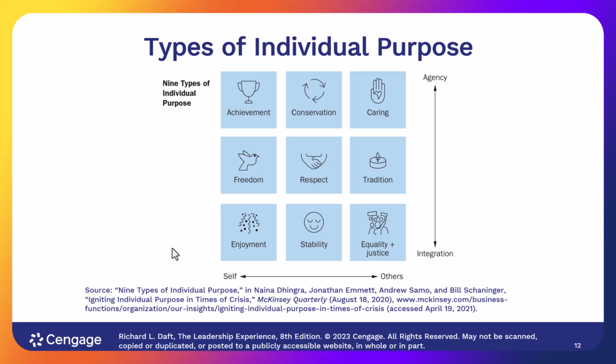Now, the interesting thing is this. Most people will not fall in just one category. You're going to be a combination of multiple categories. And this is what also makes everybody unique.